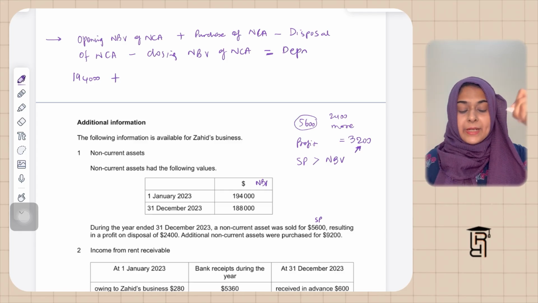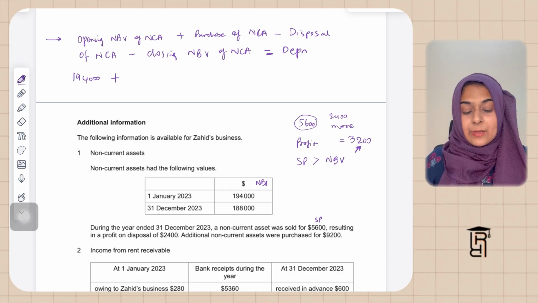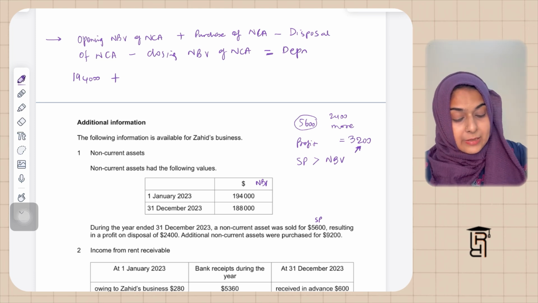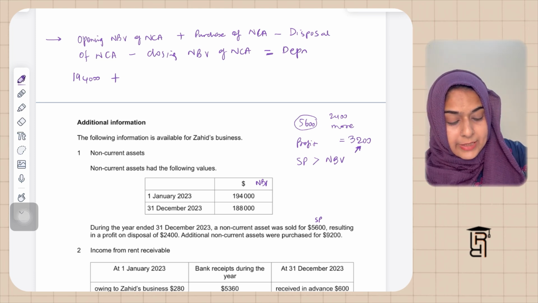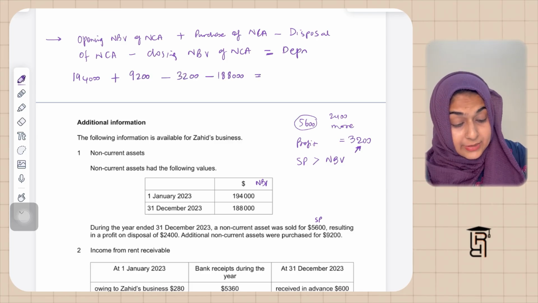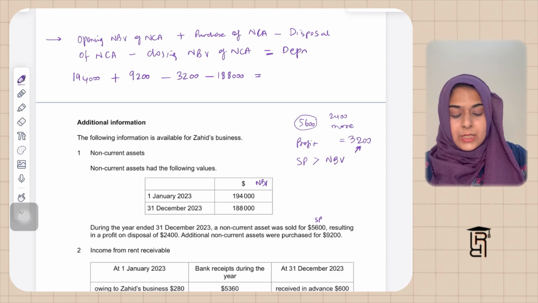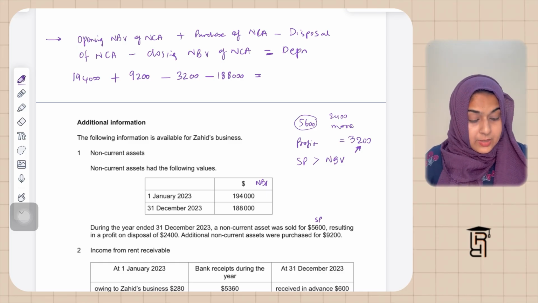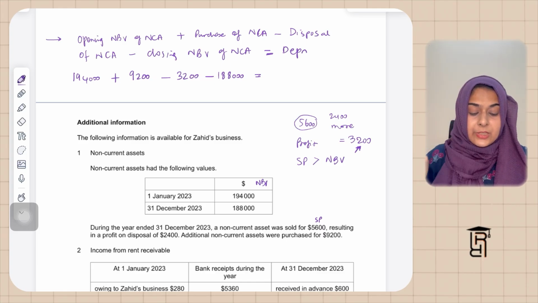3200 नेट बुक वैल्यू माइनस करेंगे, क्योंकि ये फॉर्मूला में सारी चीज़ें नेट बुक वैल्यू है, सो यू नीड टू टेक नेट बुक वैल्यू फॉर ऑल वैल्यूज. Minus closing net book value of the non-current assets is 188,000, and then you're going to get depreciation. So depreciation in this case will be 12,000. When you calculate, you'll get 12,000 as your answer. Okay, that is depreciation, and then profit on disposal here is 2400, which is clearly mentioned in the question.